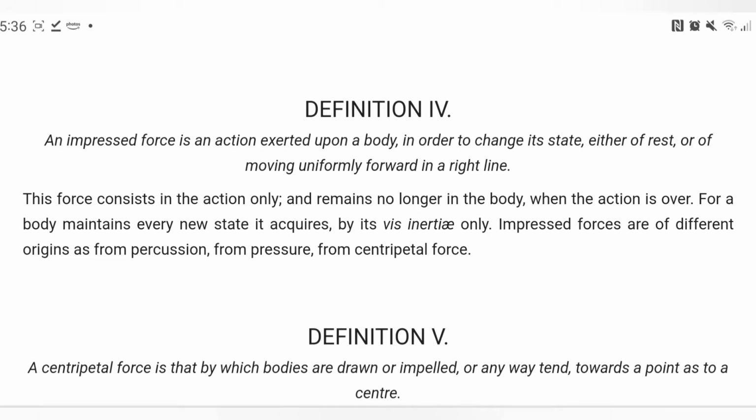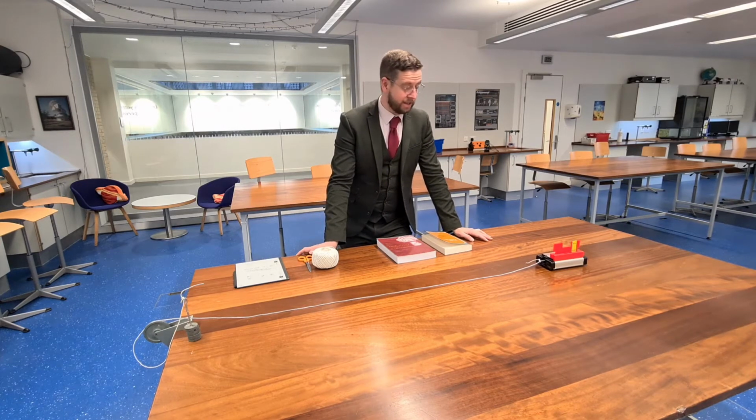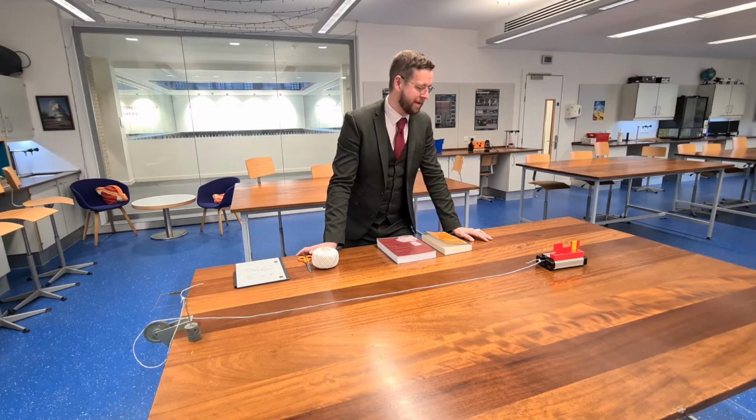This force consists in the action only and remains no longer in the body when the action is over. For a body maintains every new state it acquires, by its vis inertiae only. Impressed forces are of different origins, as from percussion, from pressure, from centripetal force. An impressed force. What does Newton mean by these words? I think he just simply means an applied force.